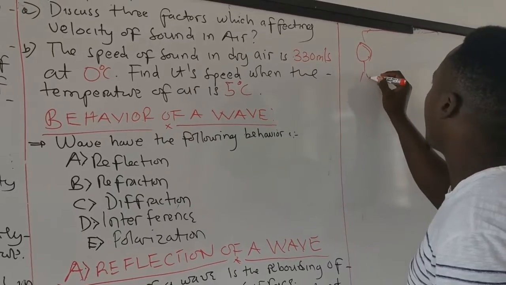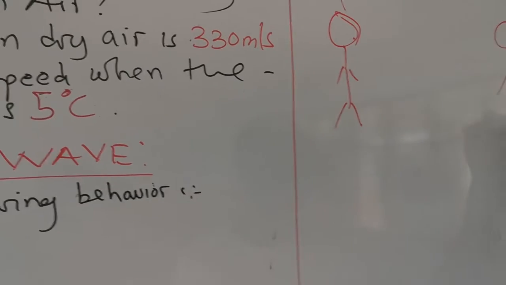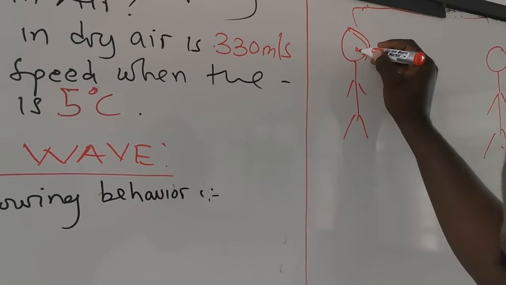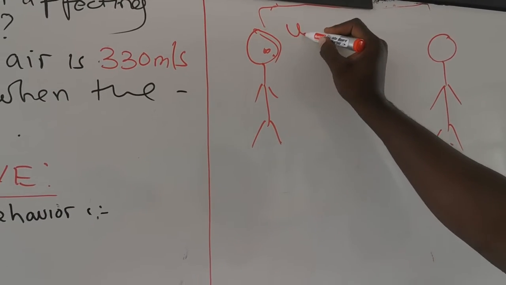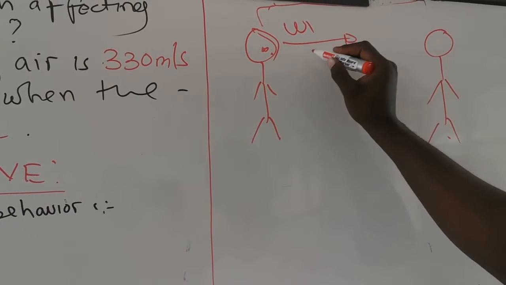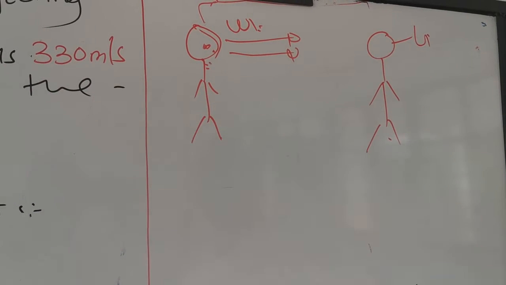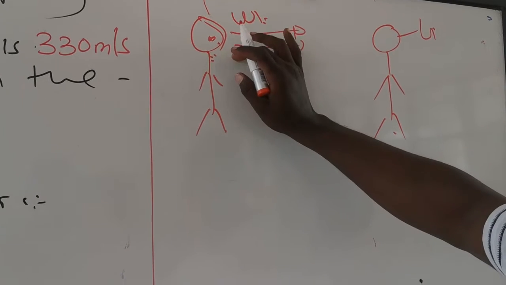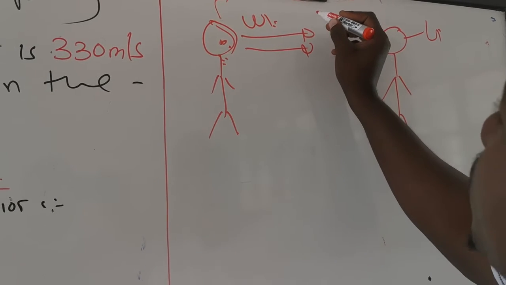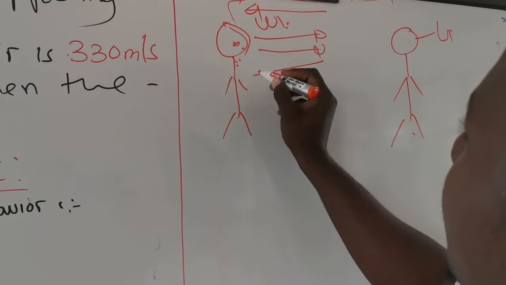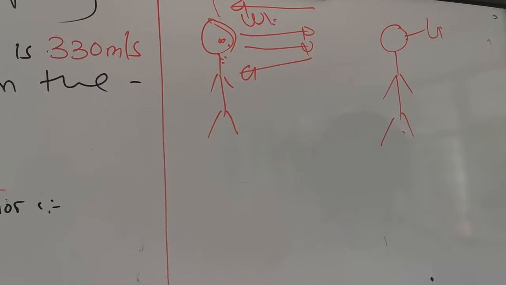Hapa kuna mtu amesimama, then kuna mwingine yuko huko ambaye ni listener, anasikiliza huyu ambaye anaongea. Kwa hiyo sauti itasafiri kama the wind is blowing in this direction. It means huyu listener ataisikia hii sauti ambayo inatoka kwa huyu jamaa hapa clearly, kuliko kwamba wind ingekuwa inablow in this direction, then mtu anaongea, huyu asingesikia hii sauti kwa urahisi zaidi.